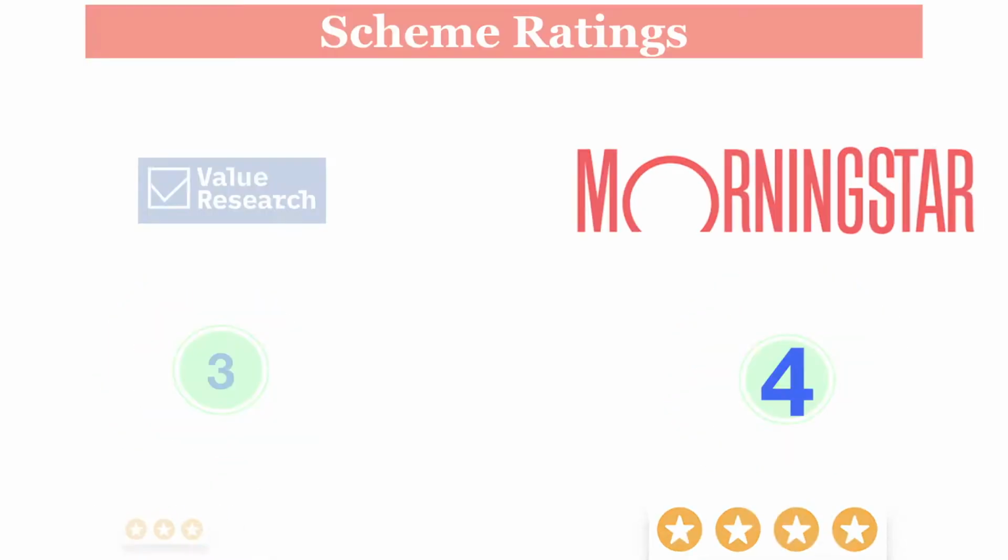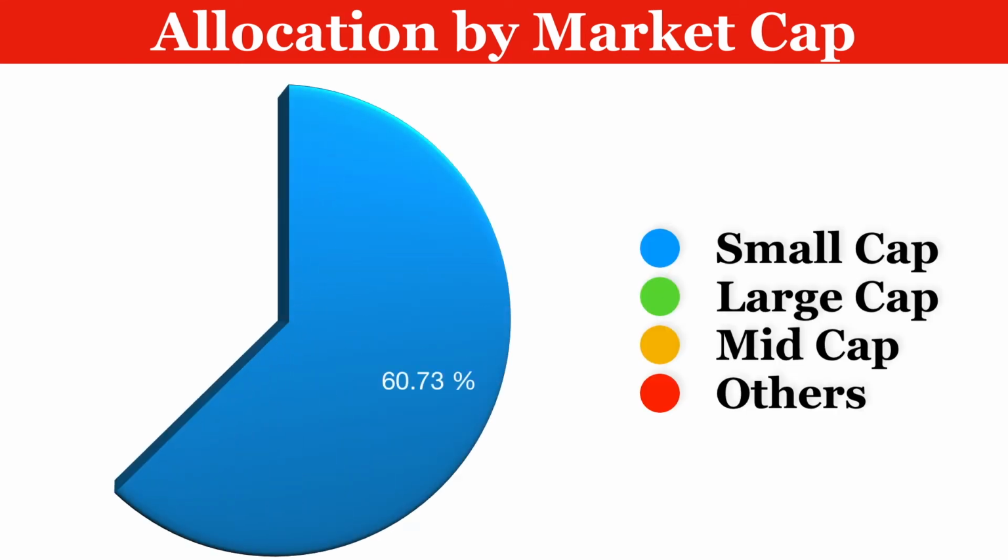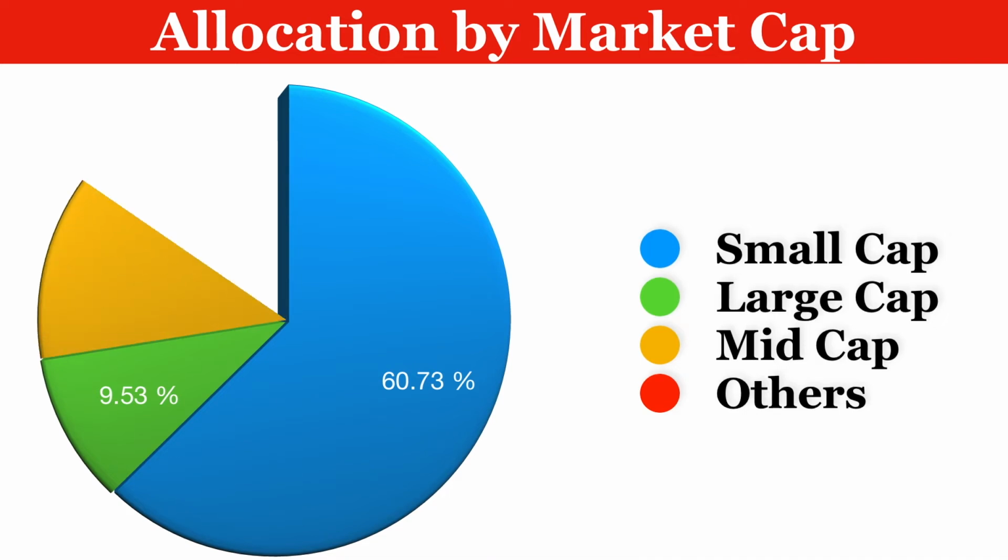In the next section, we will understand the fund allocation by market capitalization. Since it is falling under small cap category, nearly 60.73% is being allocated to buy small cap stocks. In addition to that, 9.53% is being allocated to buy large cap stocks. Apart from these two, nearly 26.52% is being allocated to buy stocks which are listed in mid cap category.